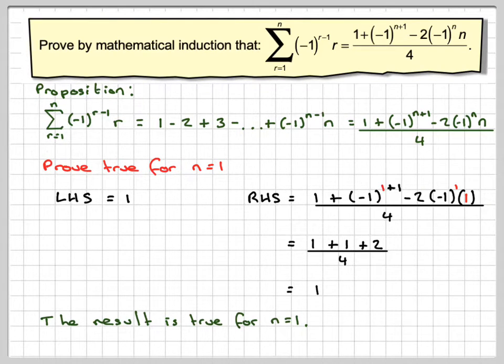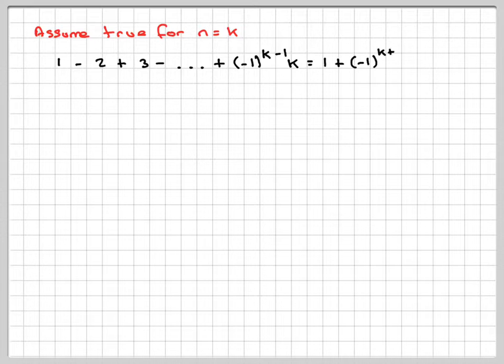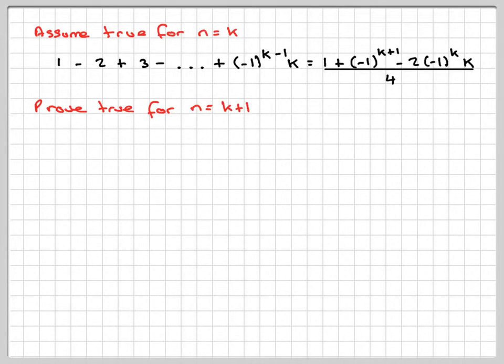Right, now here the fun starts. We're going to assume true for n equal to k, i.e. 1 minus 2 plus 3 minus, up until (-1)^(k-1) times k, is equal to 1 times (-1)^(k+1) minus 2 times (-1)^k times k, over 4. Right, then we're going to prove true for n equal to k plus 1.